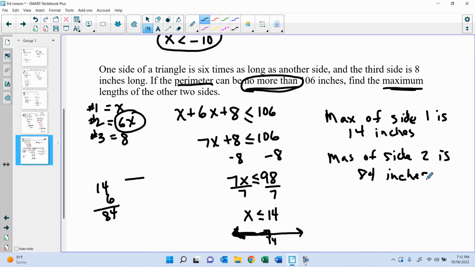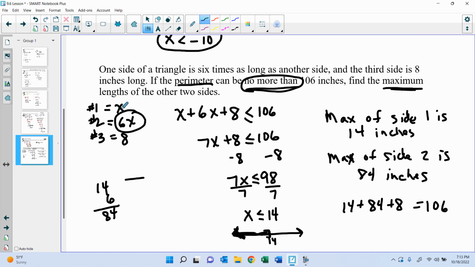So that's the maximum. Now, if we add it up, we can see how that makes sense because it can be no more than 106. So if we take the biggest of side 1 plus the biggest of side 2 plus side 3, which is already fixed, if we add all this up, we do in fact get 106, which makes sense because that's the biggest. And this is the max of the sides. So the biggest the sides can be gives me the 106. So that means the other two sides can be smaller.